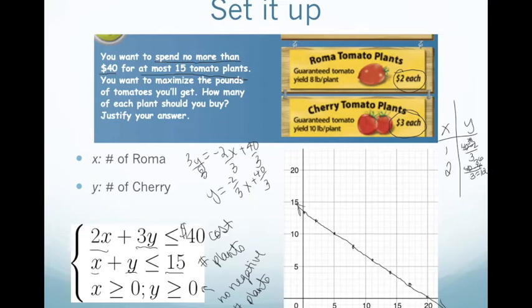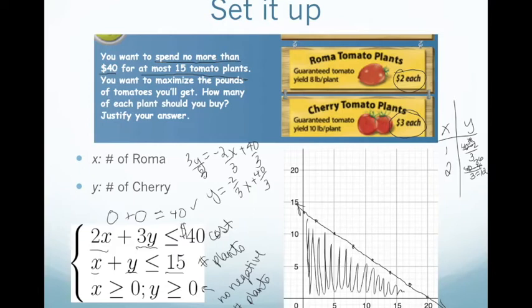So there's our first inequality. Testing a point, if we have 0 plus 0 is less than or equal to 40, that works. So we would shade down here. Now I'm only shading in quadrant 1 because of this last restriction. If our number of tomato plants has to be positive, I can only be in quadrant 1, positive x and positive y.